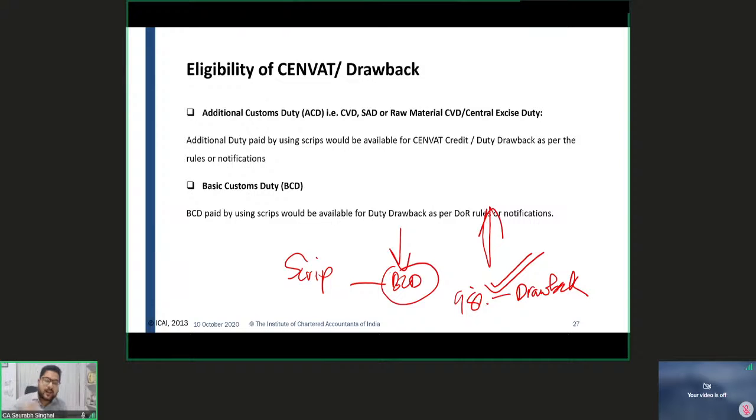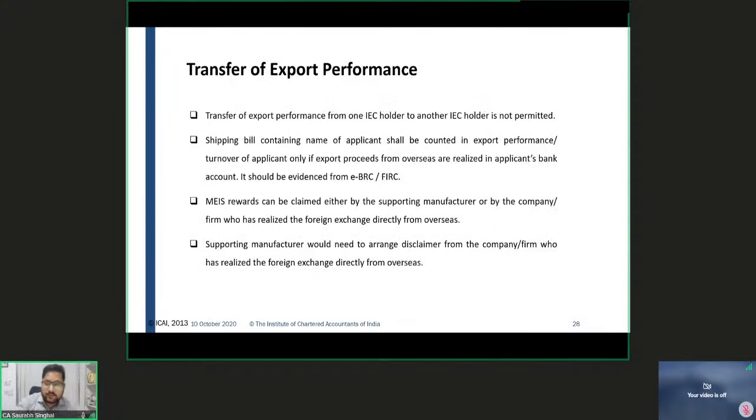But what is relevant here is, even when BCD is paid through scripts, this BCD is eligible for any type of drawback that a person is eligible for under Section 74 of Customs Act or Section 75 of Customs Act.